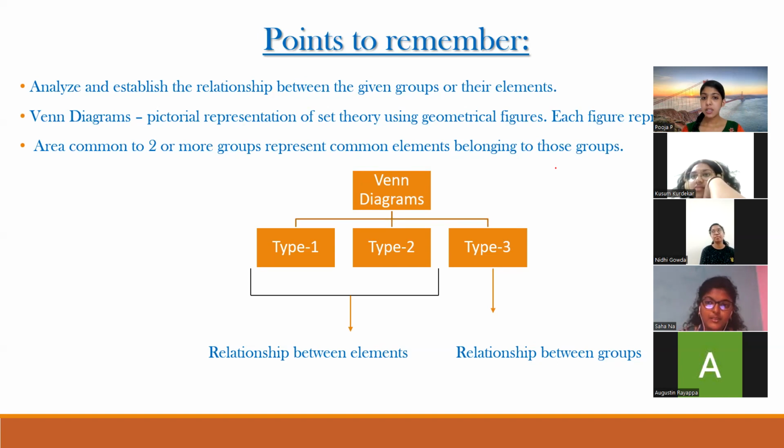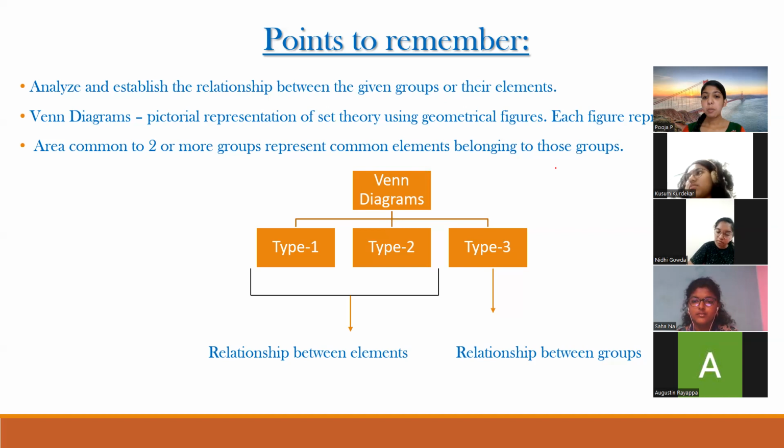So Venn diagram has three major types: type 1, type 2, and type 3. So type 1 and 2 goes for establishing the relationship between the elements. That is, groups are given. Between those groups, the elements what are there, between them, you will start analyzing the things. All right. Type 3, there are groups given to you, and those groups, you will try to establish a relationship between the groups as a whole. You will not try to consider the elements of the group here. The group as a whole will be considered.